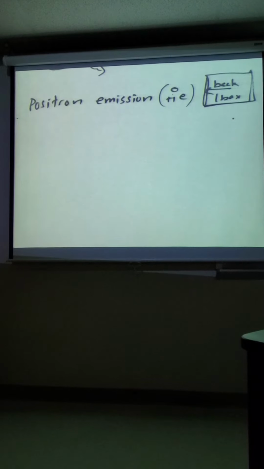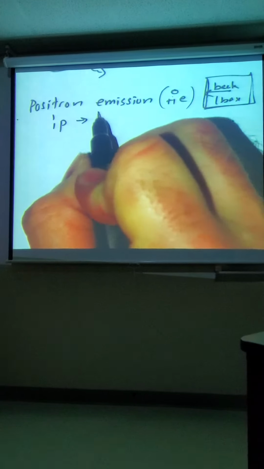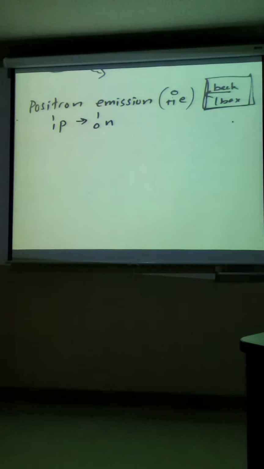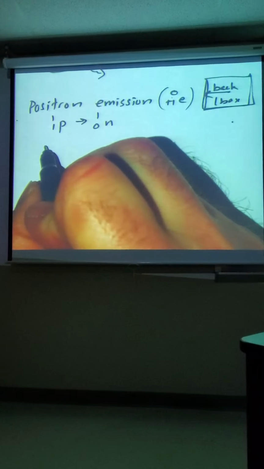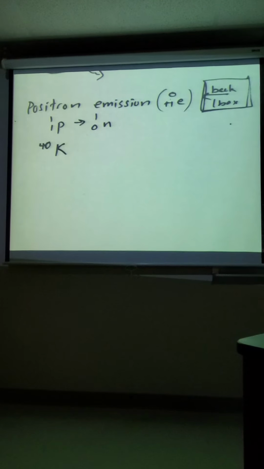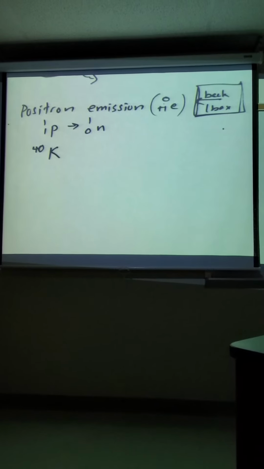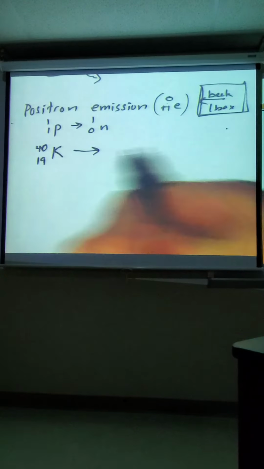Because we're going back one box, that means we're going to take our proton and turn it into a neutron. That's the only way we can go backwards. A good example of this is potassium 40. So K40. Potassium on the periodic table is number 19. And it can go backwards.